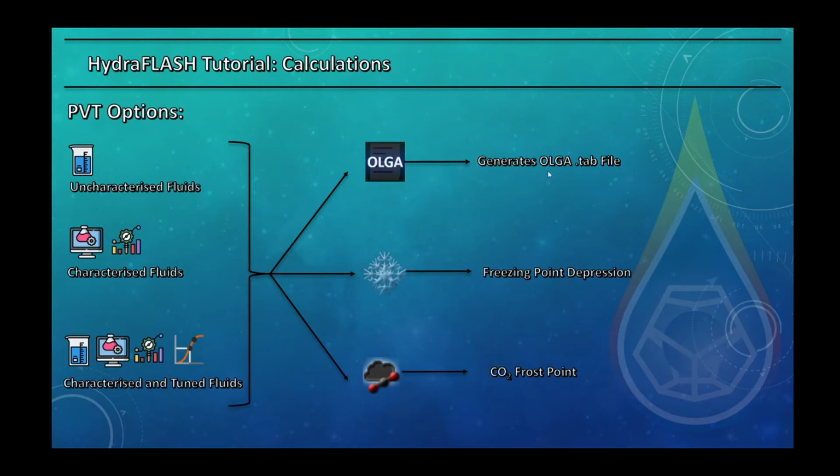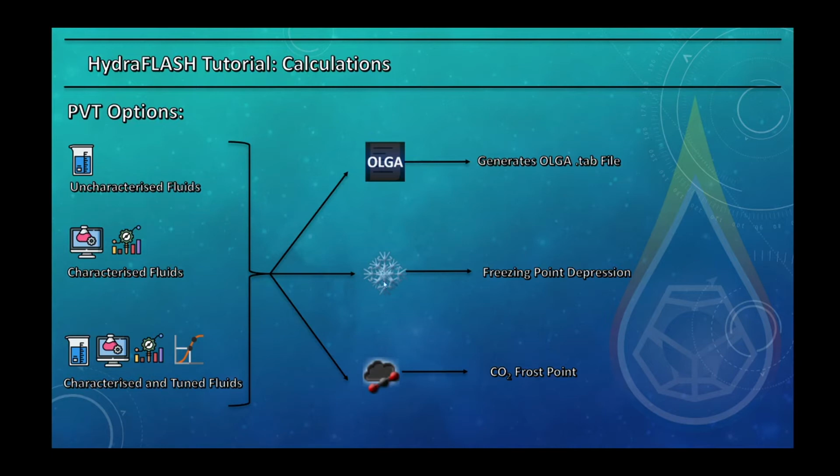The Olga module generates an Olga tab file, which is used in compositional Olga simulations. You just need to give the fluid and the range of pressures and temperatures, and it generates a tab file for that fluid over those specified ranges of pressures and temperatures.